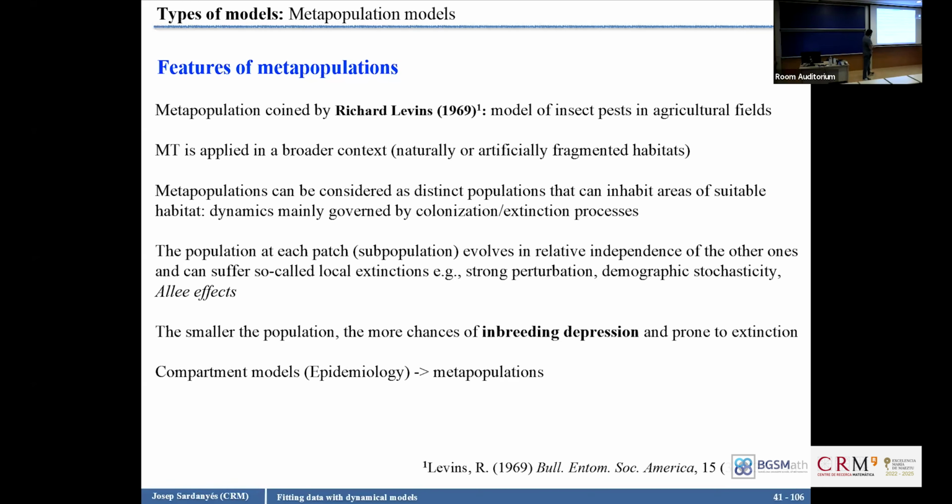Also, I have to say that most of the epidemiological models, the SIR, the SIS, and different versions, are also metapopulation models because they are compartmental models, and the colonization process is like the transition from one epidemic state to another.